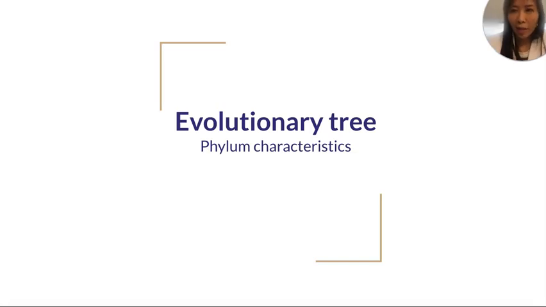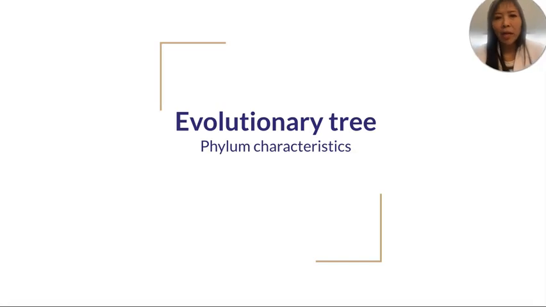So let's start going down the evolutionary tree and look at the different subdivisions of animals, as well as the different characteristics that come up over time as evolution is occurring in animals and what characteristics are associated with different phyla.